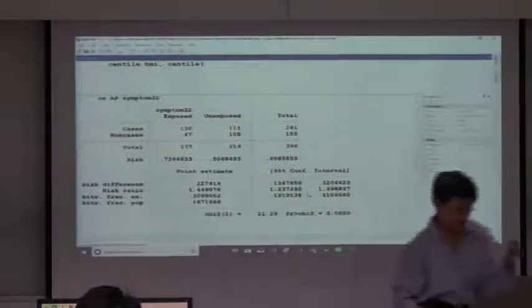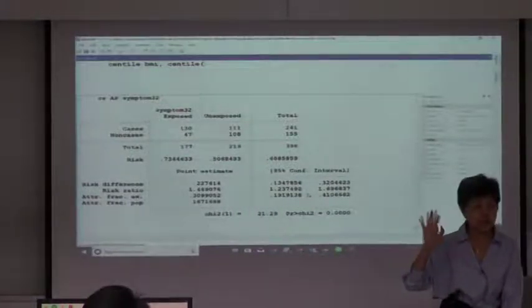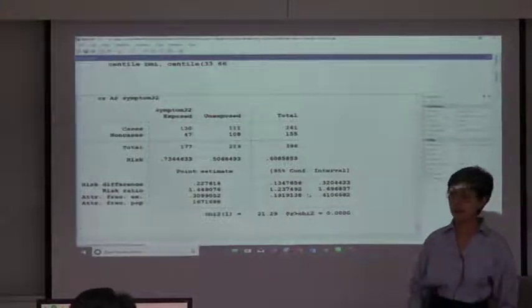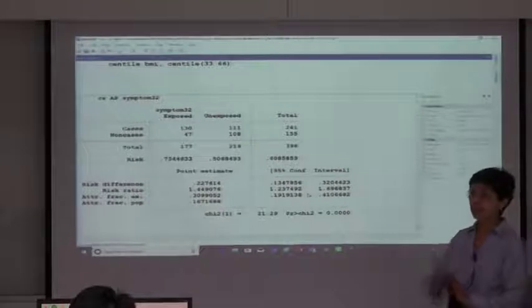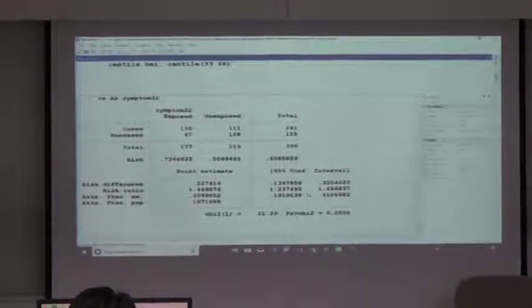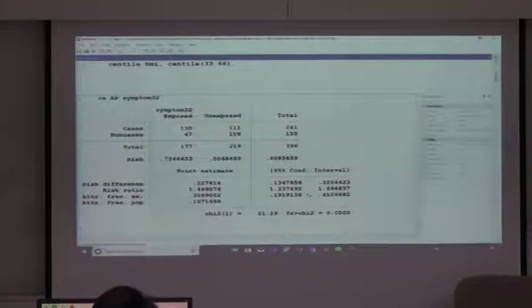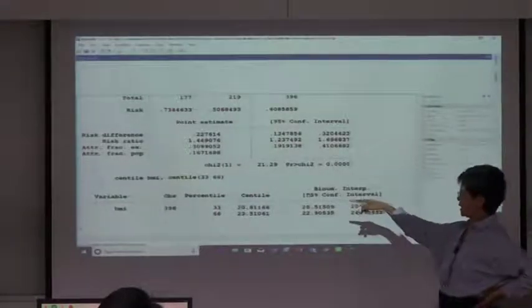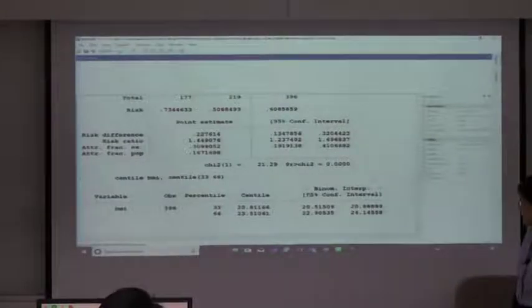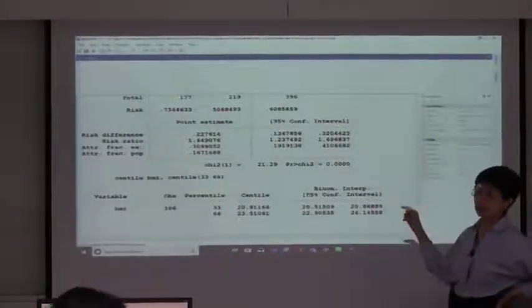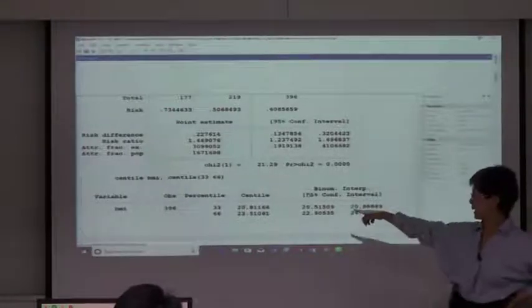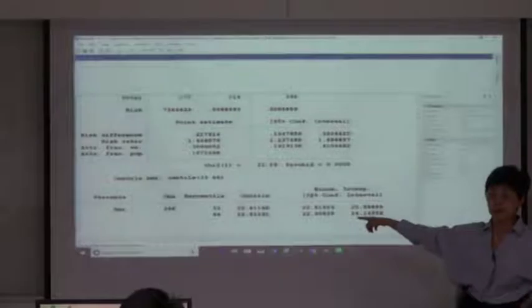Summarize BMI, please, and I want to categorize into three groups: the first tertile, the 33rd percentile, and the second tertile, the 66th percentile, approximately. We divide the data into three groups, look at the first threshold and the second threshold, and then apply them. The first threshold is approximately 20, the second is about 23, and the last group is higher than 23.